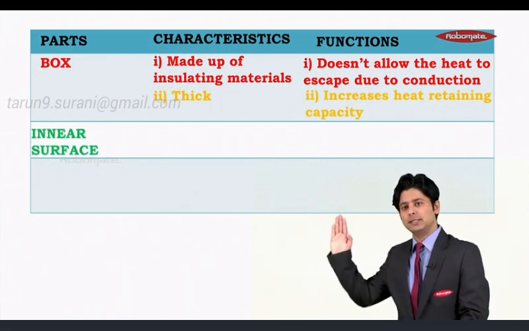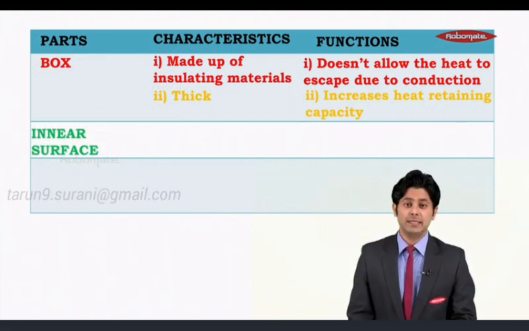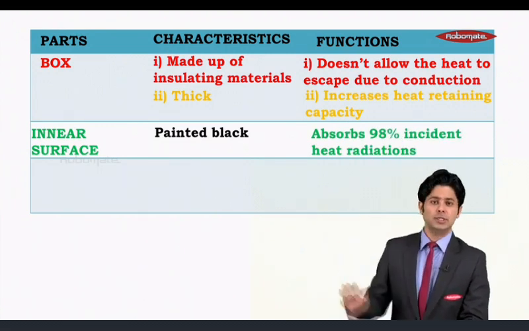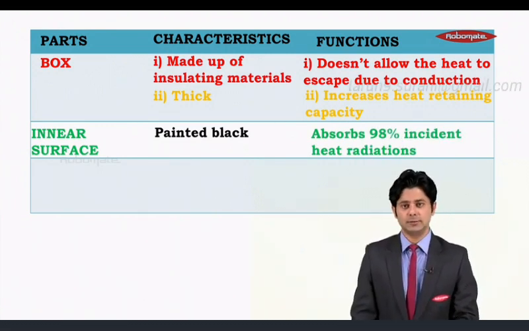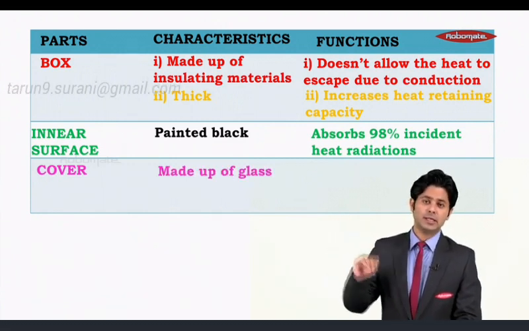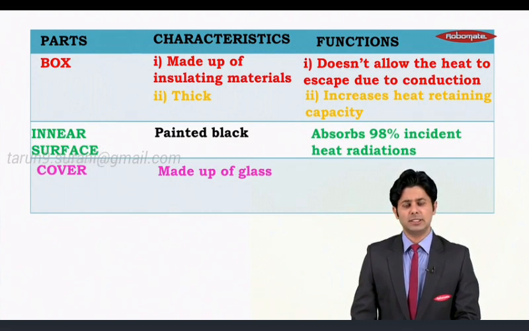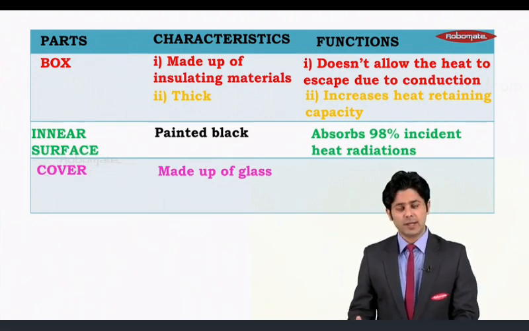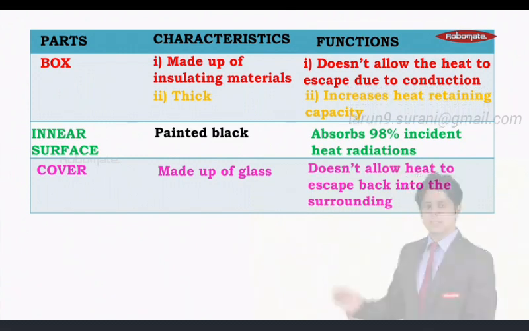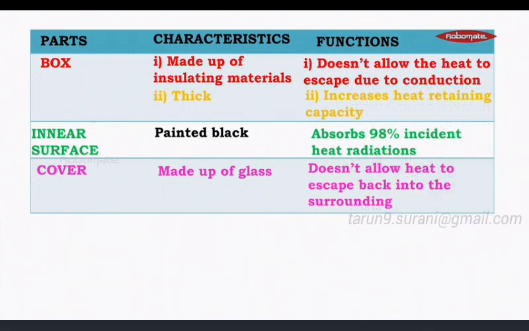Moving to the next one, the inner surface. It's painted black. Why? Because it absorbs 98% of incident heat radiation. Moving to the next point, the cover, and it's made of glass. As we have already discussed earlier, light undergoes refraction. The wavelength of the refracted ray changes, and as a result, it doesn't allow the heat to escape back into the surroundings.